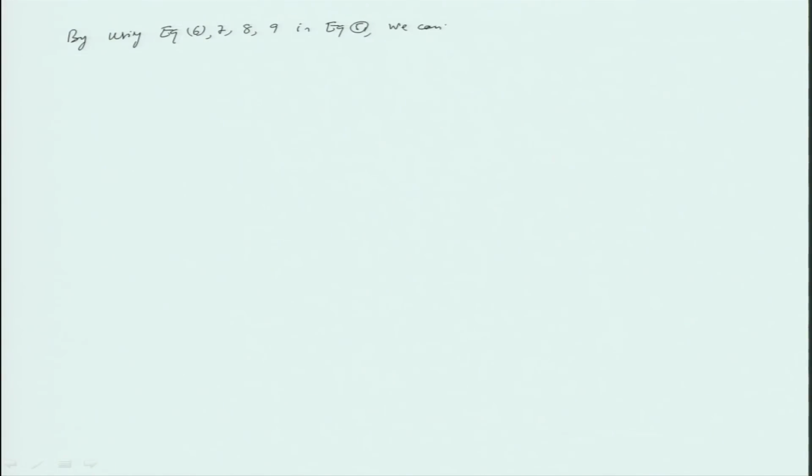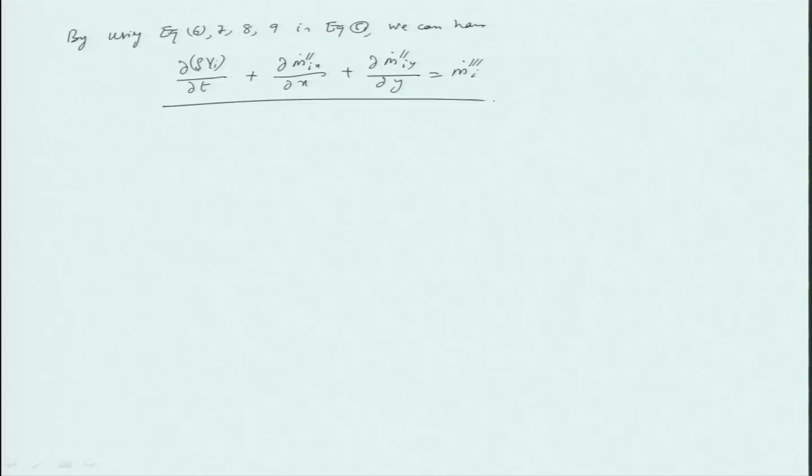We can have rho y I dt plus I x dx plus I y dy is equal to, this is equation 10, am I right?